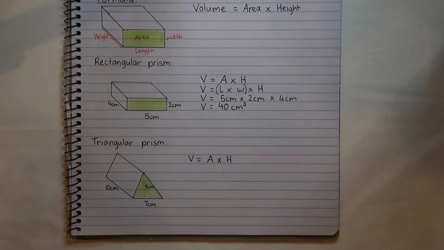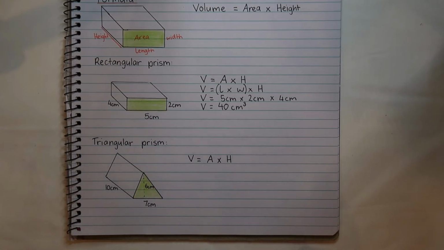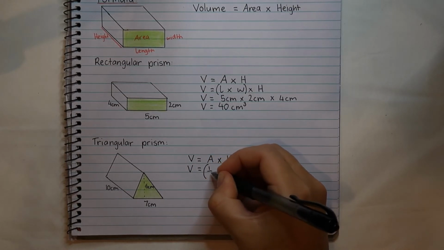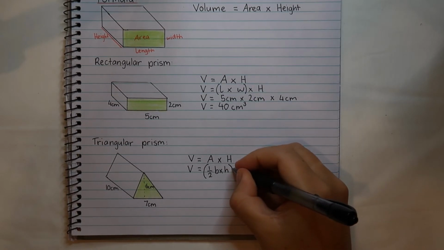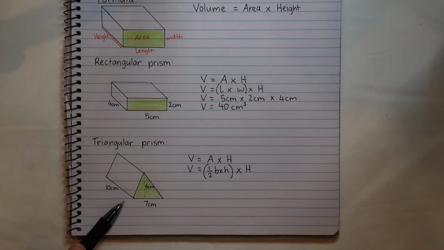Now, our area is going to be of our base shape, which is a triangle. So from our previous video, you should know that the area is half base times height of the triangle. And then we're now going to multiply that by our height in the third dimension.